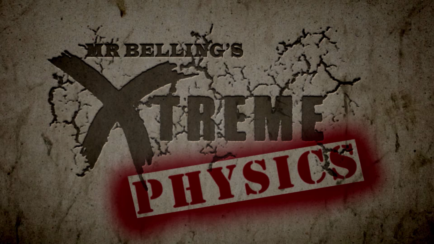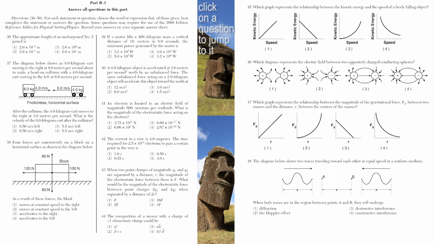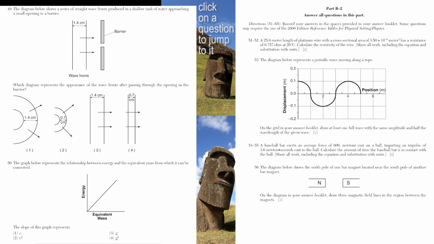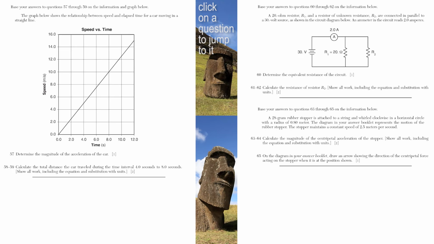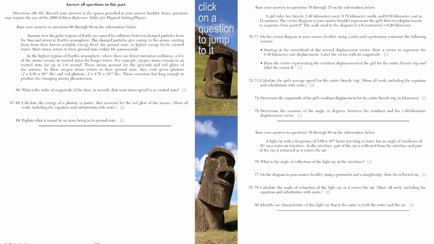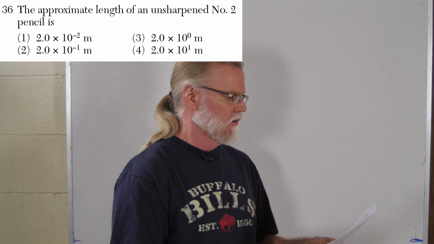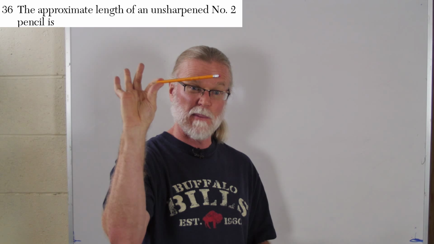Alright, this is part B1. One, approximate length of an unsharpened number two pencil. Here is a number two pencil. It's sharpened a bit. So yours would be, if it was unsharpened, a bit longer.